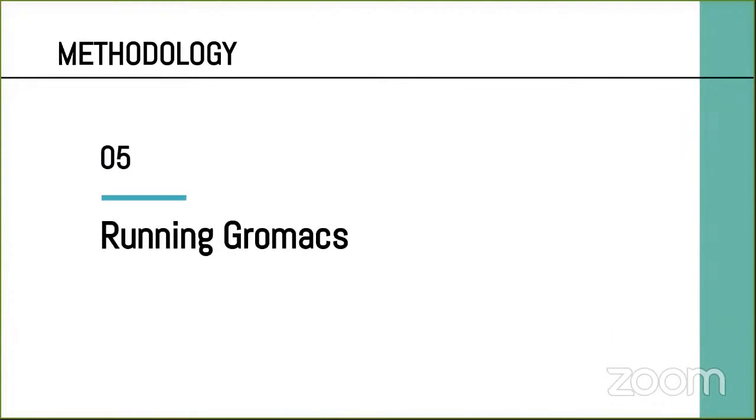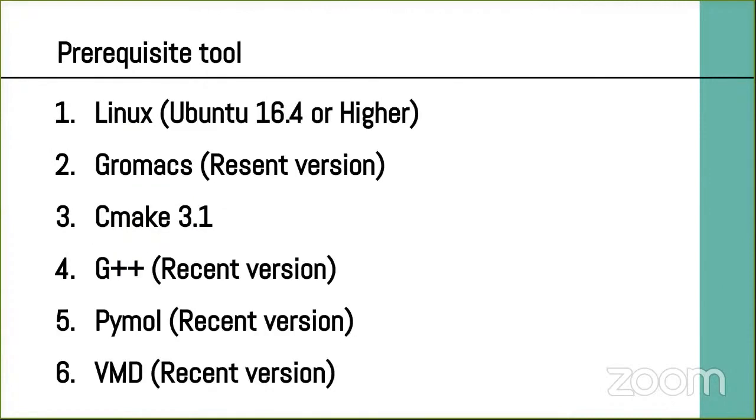So coming to running GROMACS, I'm not going to explain anything about running GROMACS yet. I just want to show the prerequisite tools required to perform GROMACS. If you want to perform GROMACS, the first and very important thing is Linux. Without Linux, we cannot perform GROMACS. In Linux, preferably we can use Ubuntu 16.04 or a higher version, but please check that the version is LTS. It should be a proper version, then only you can run all kinds of analysis. These are the prerequisites, and you can download the recent version of GROMACS, CMake, PyMOL, VMD and so on.